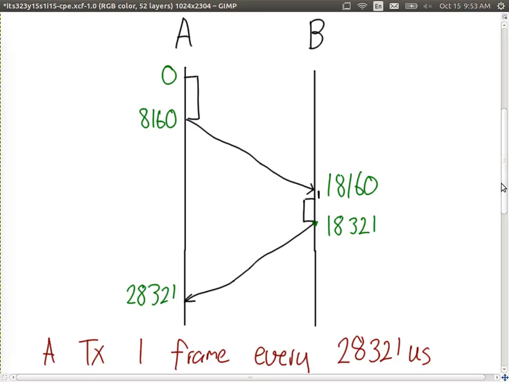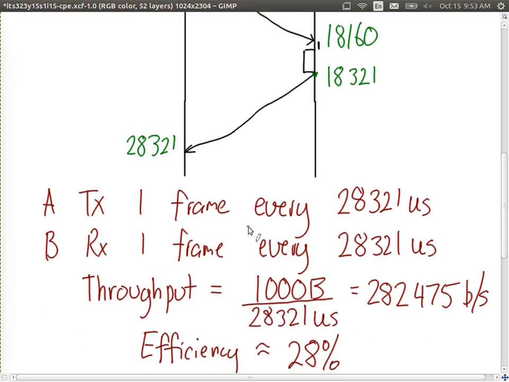So the result: A is transmitting one frame in that duration. Everything that is transmitted is received. So if A transmits at that rate, B receives at that rate. And one frame contains 1,000 bytes, therefore we get a throughput of about 282 kilobits per second. Data rate, 1 megabit per second. Efficiency, 28%. Much lower efficiency than our previous case.